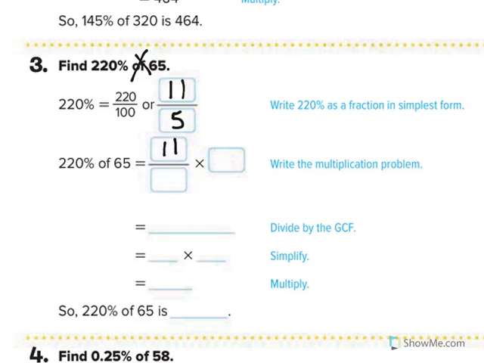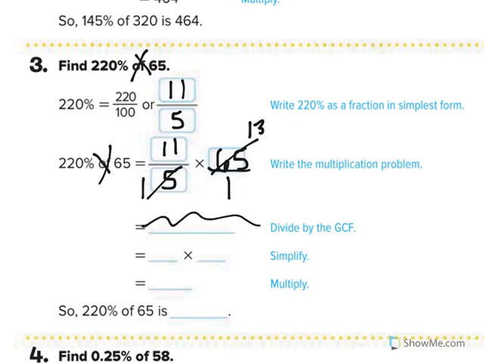So then you have 11 fifths times, because "of" means to multiply, 65. You'd write that as 65 over 1. Then you can cross simplify if possible. So 5 can be divided by 5 once, 65 can be divided by 5 13 times. I think that's what they wanted on this next line, so you can essentially skip this next line.